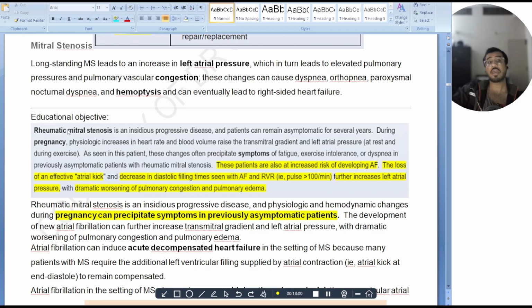So that's why mitral stenosis is a contraindication to getting pregnant. Aortic stenosis is also a contraindication to getting pregnant. So these two things you need to remember really clearly.